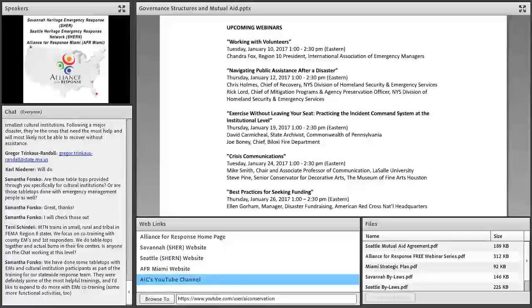So just one more note, Samantha, it looks like, has responded to Terry saying they've done some tabletops with emergency managers and cultural institutions for participants, training for a statewide response team. Yeah, so great examples out there.